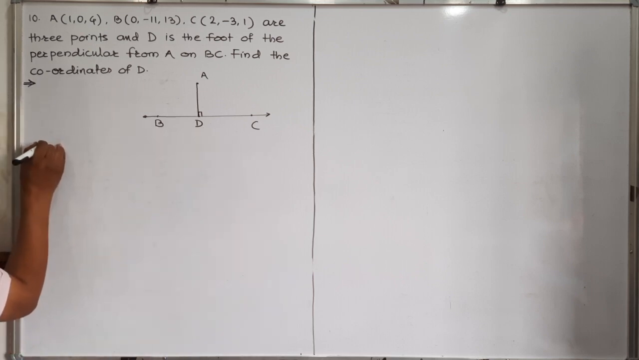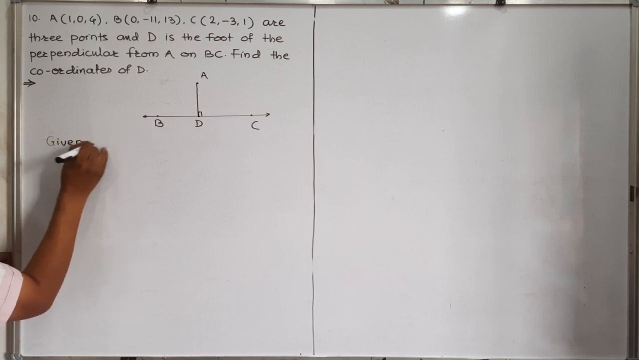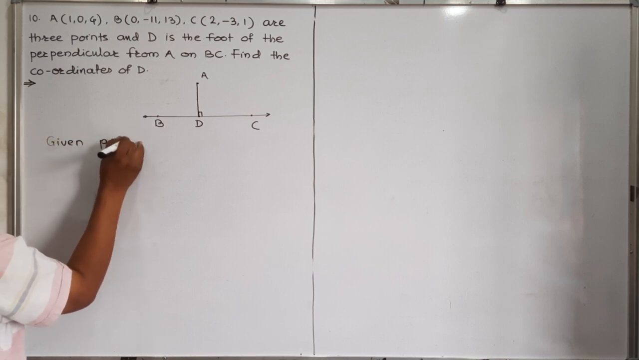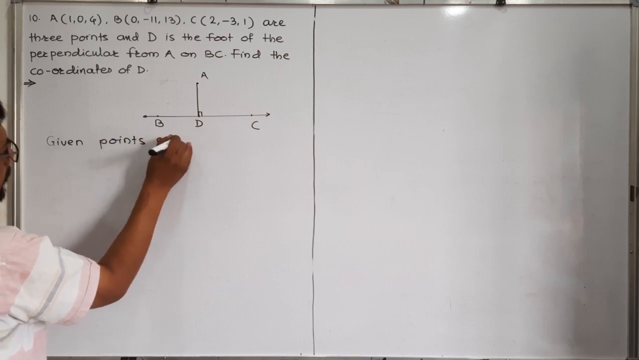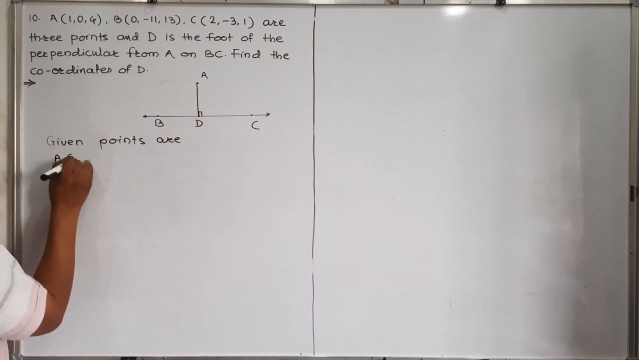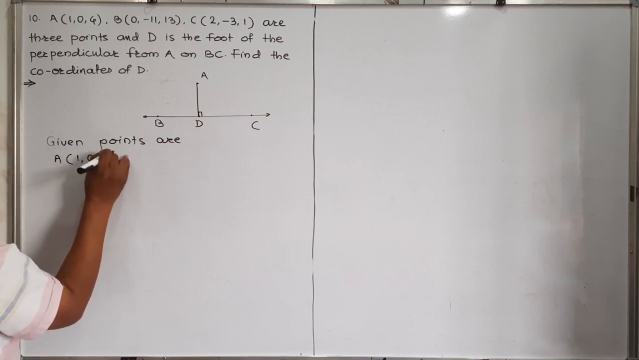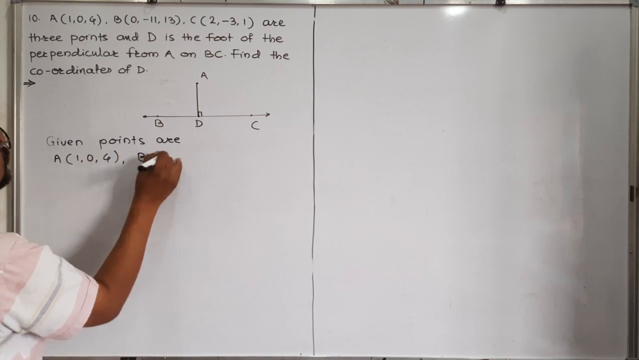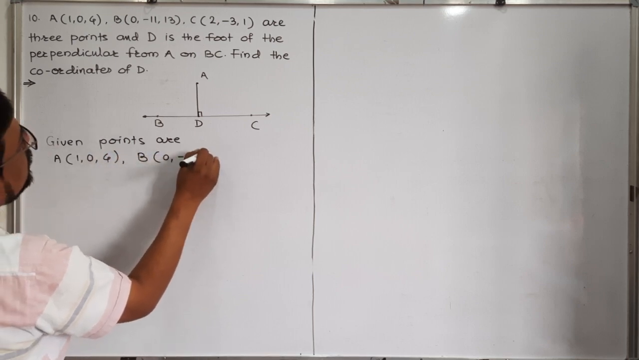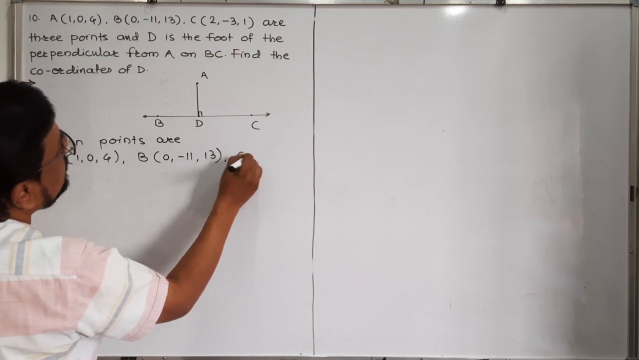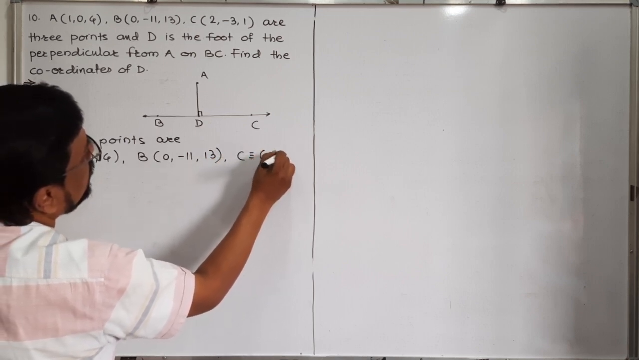So the given points are A with coordinates 1, 0, 4, B with coordinates 0, -11, 13, C with coordinates 2, -3, 1.